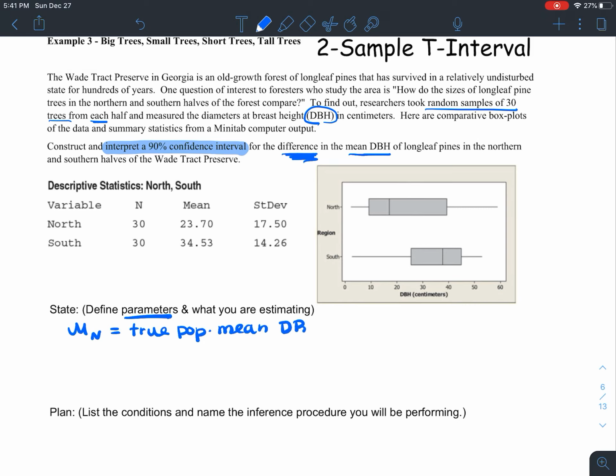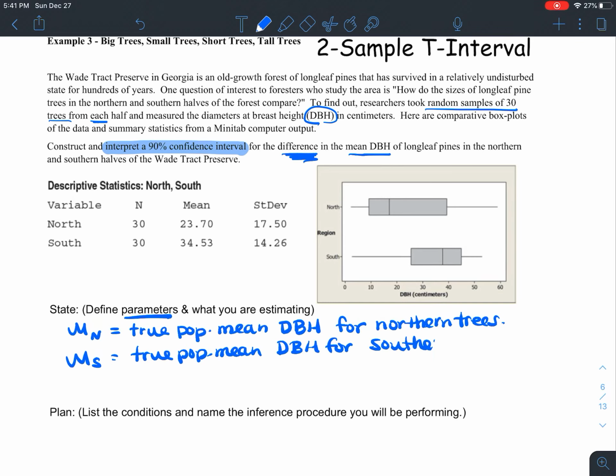population mean DBH, diameter at breast height, for the northern trees. And then we're going to define what mu sub s is, which is essentially that same thing, but just for the southern trees. I know this is a lot of writing, but these graders need to make sure that you're being very clear what your variables are representing. In addition to defining mu sub n and mu sub s, you need to say what it is that we're estimating. We are estimating where the true difference in these two means lies, and we're going to do this at a 90% confidence level. That's what the problem up here was asking us to do.